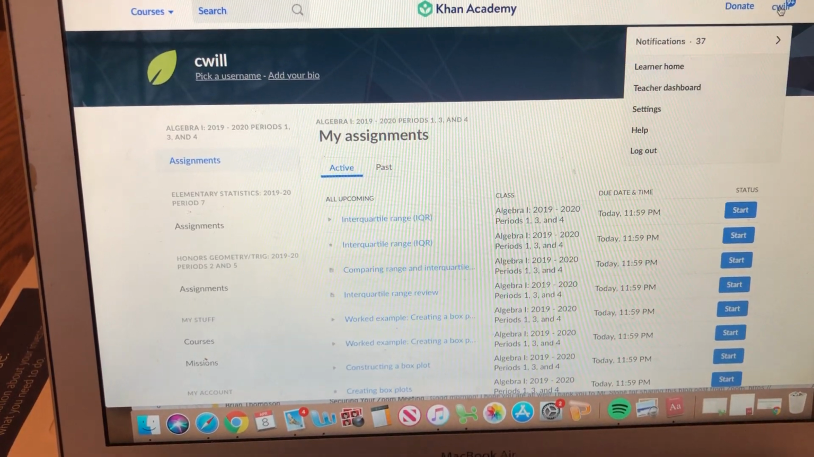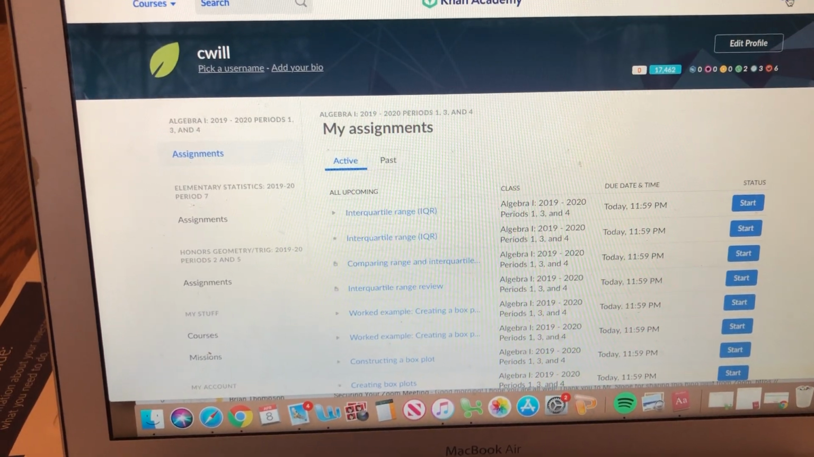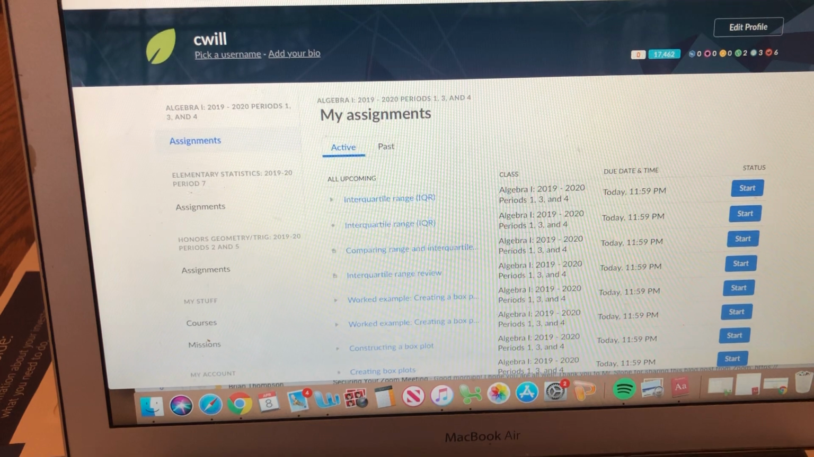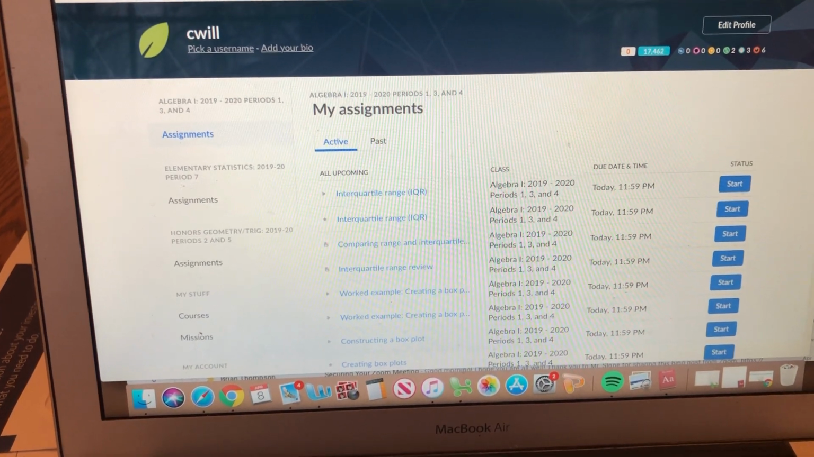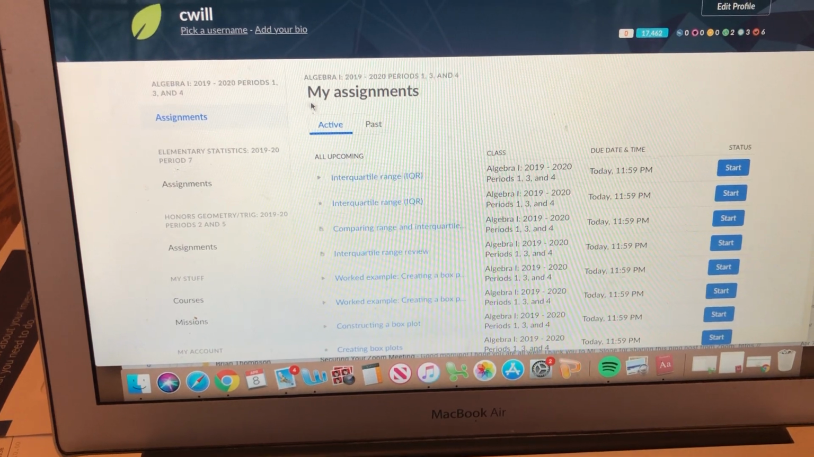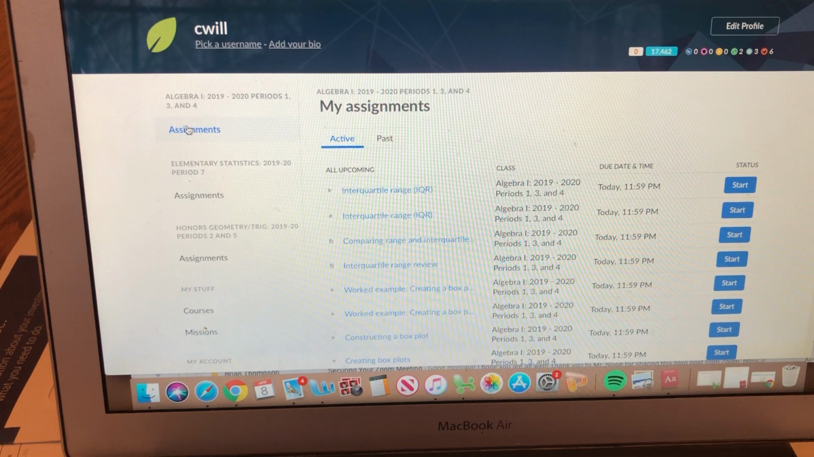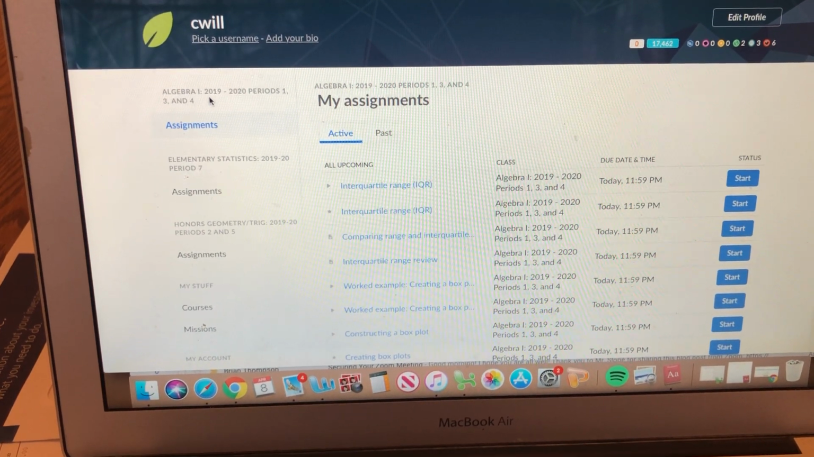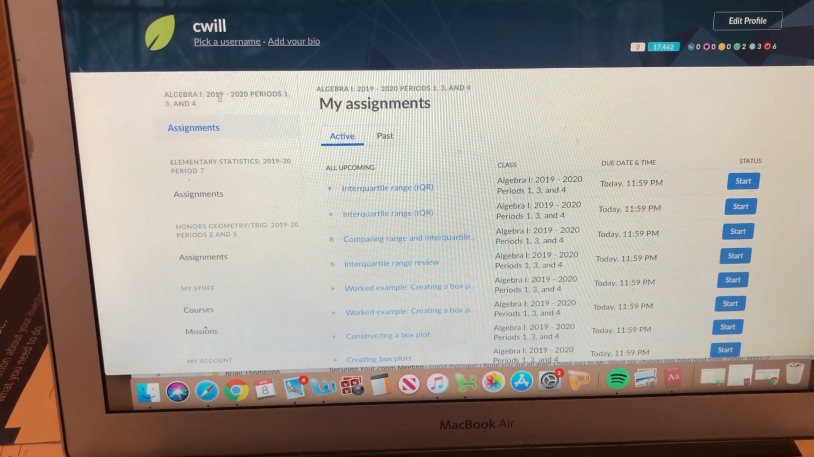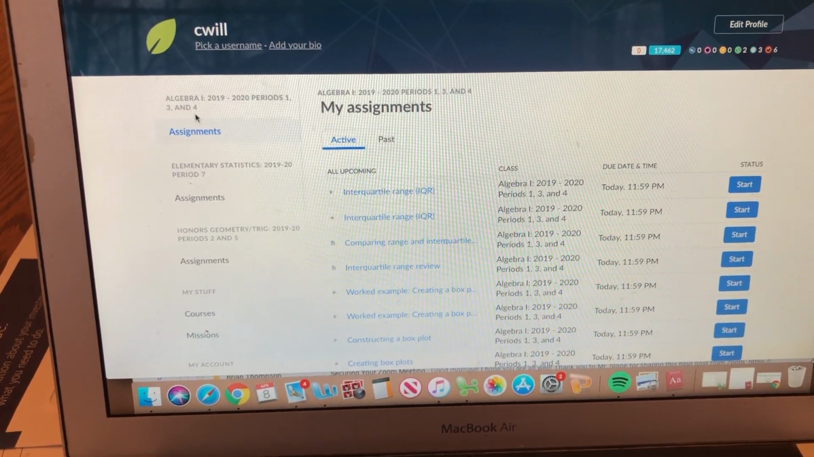Okay, so here is our dashboard. This is the learner's home page. And there's several things here that you can take note of. First is that on the left-hand side here, you're going to be looking for your Algebra 1 course. It's listed as Algebra 1, periods 1, 3, and 4.